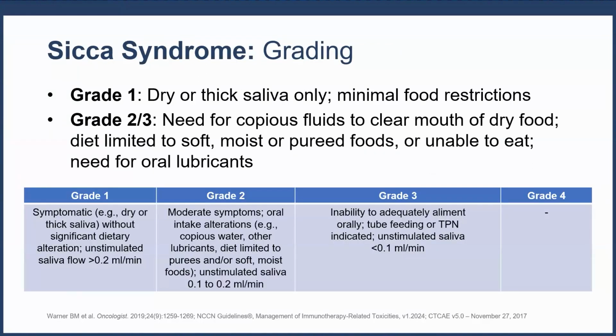So with grading, it's primarily driven by saliva and the ability to eat. And so grade 1, dry or thick saliva only with minimal food restrictions. Grade 2 or 3, the need for copious fluids to clear mouth of dry food. Diet limited to soft, moist, or pureed foods, or unable to eat, with the need for oral lubricants. And I've also listed the CTCAE grading below for you. They're very similar. Also include the rate of saliva production.